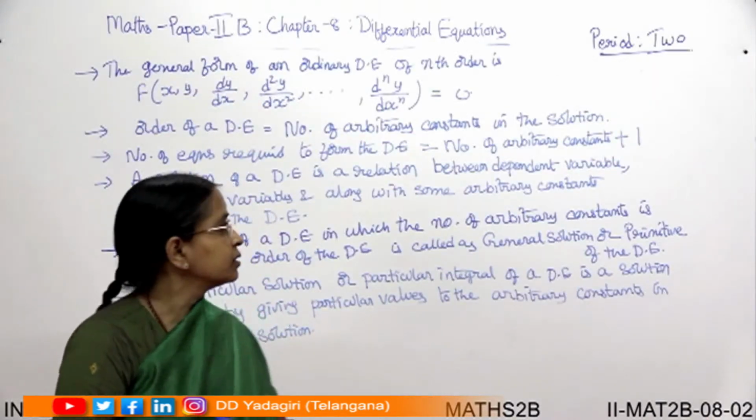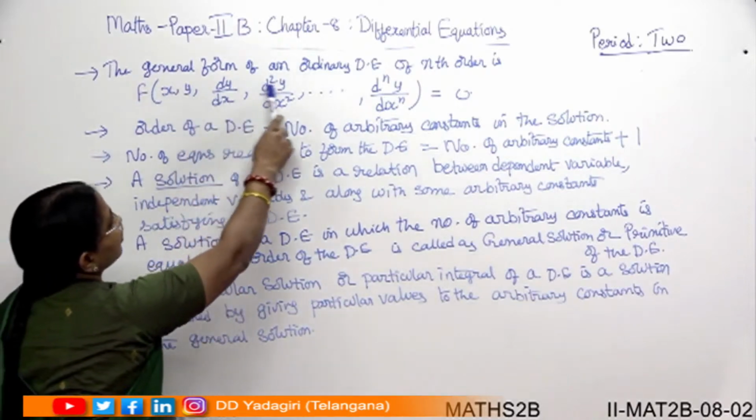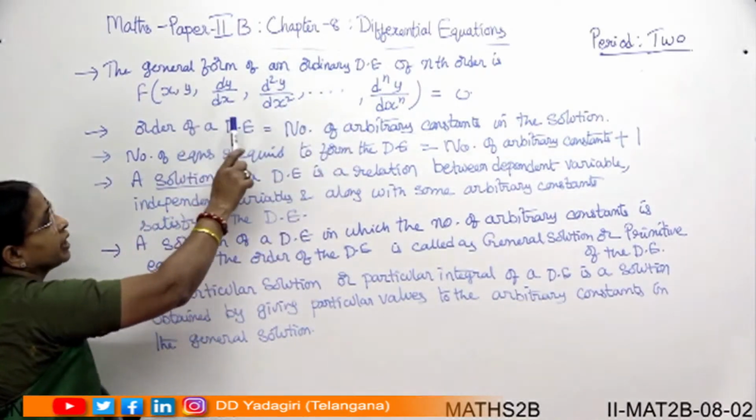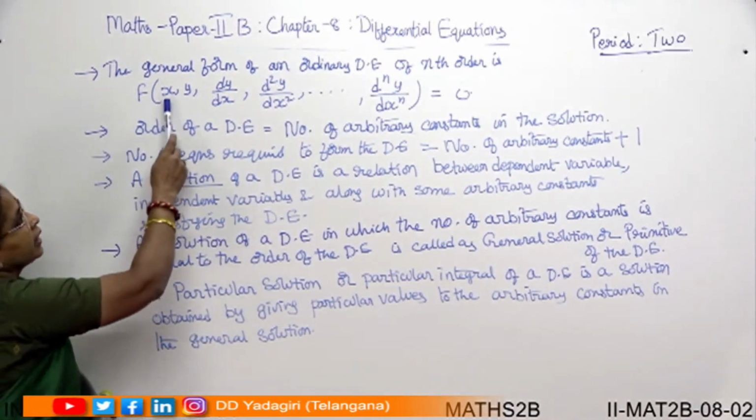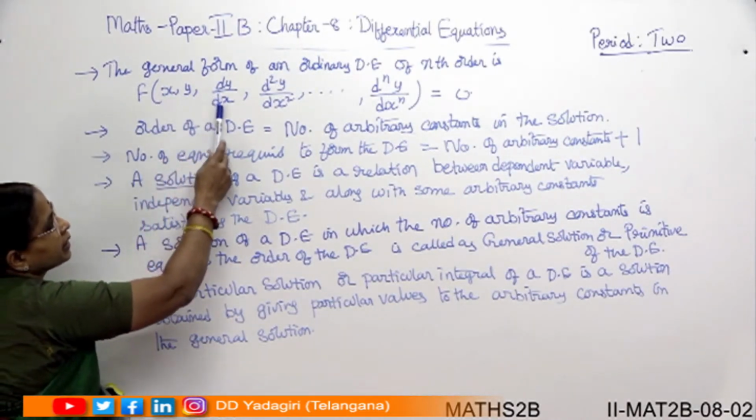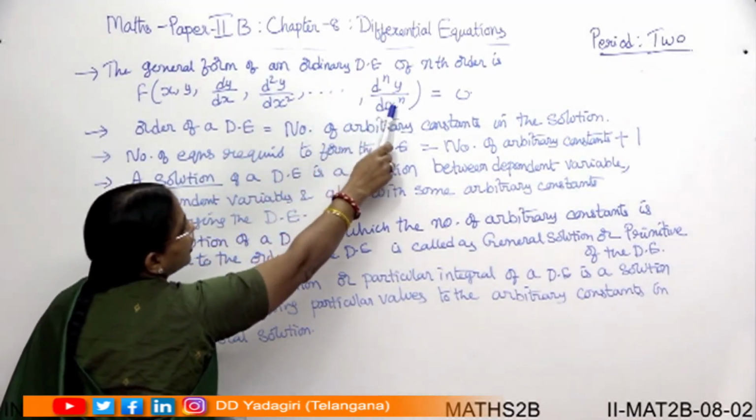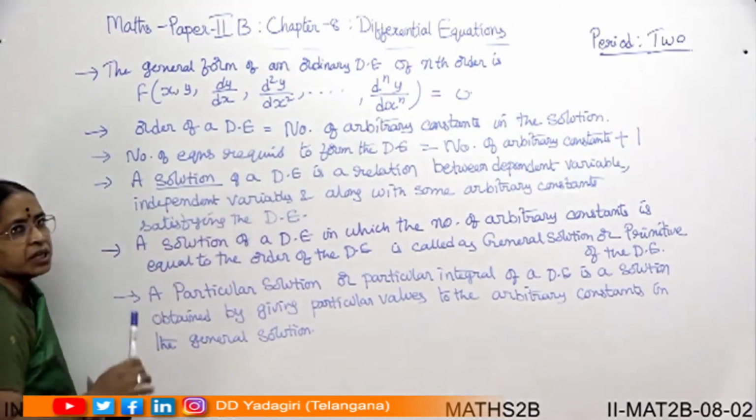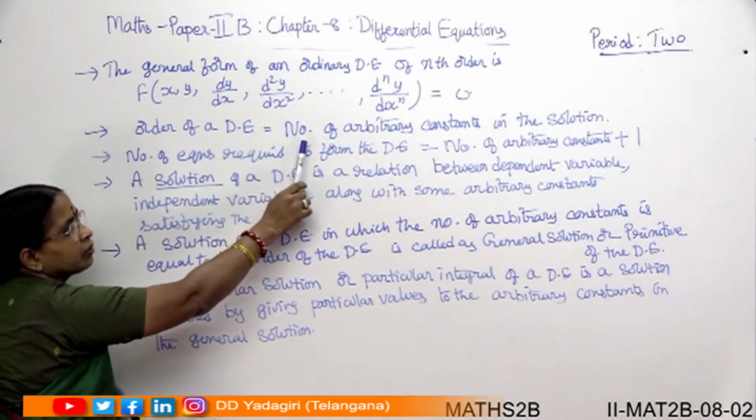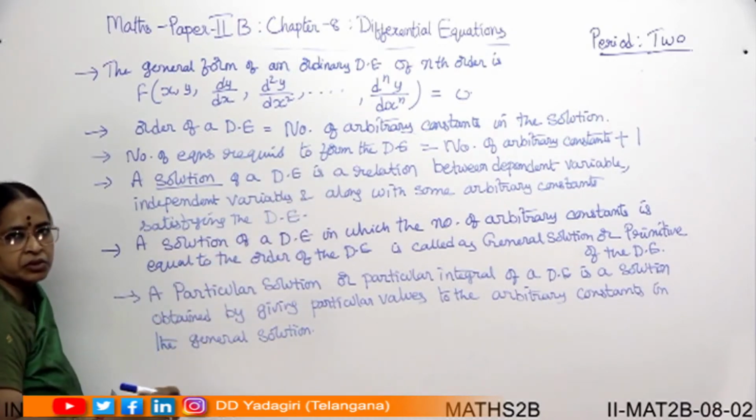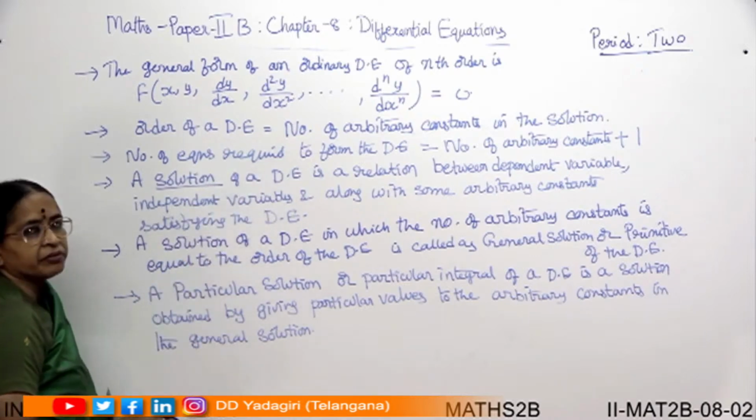Now just now we discussed this solution. The general form of an ordinary differential equation of nth order will contain x terms, y terms, dy by dx, d square y by dx square, up to the nth order derivative, like this. So this is the general definition. Now the order of a differential equation is equal to the number of arbitrary constants in the solution. Just now we discussed the number of equations required to form the differential equation.